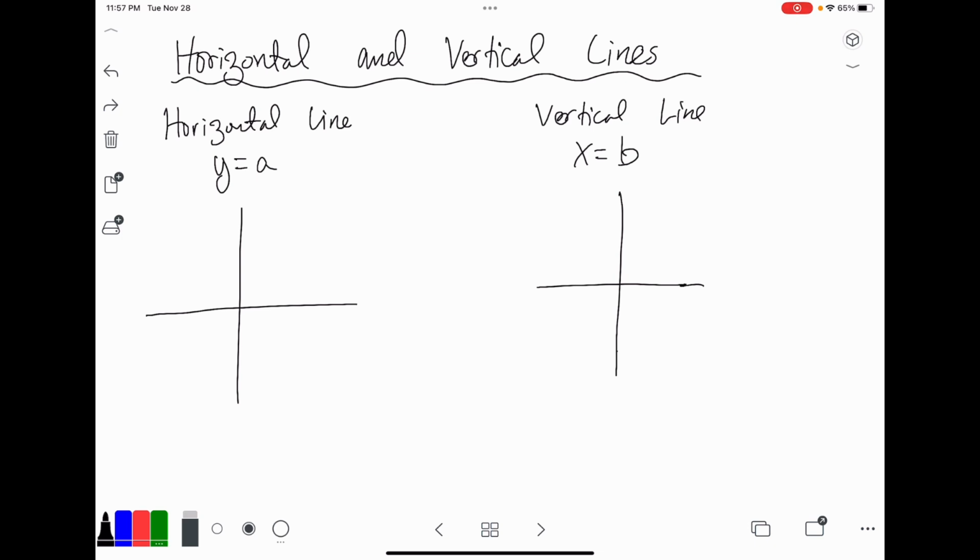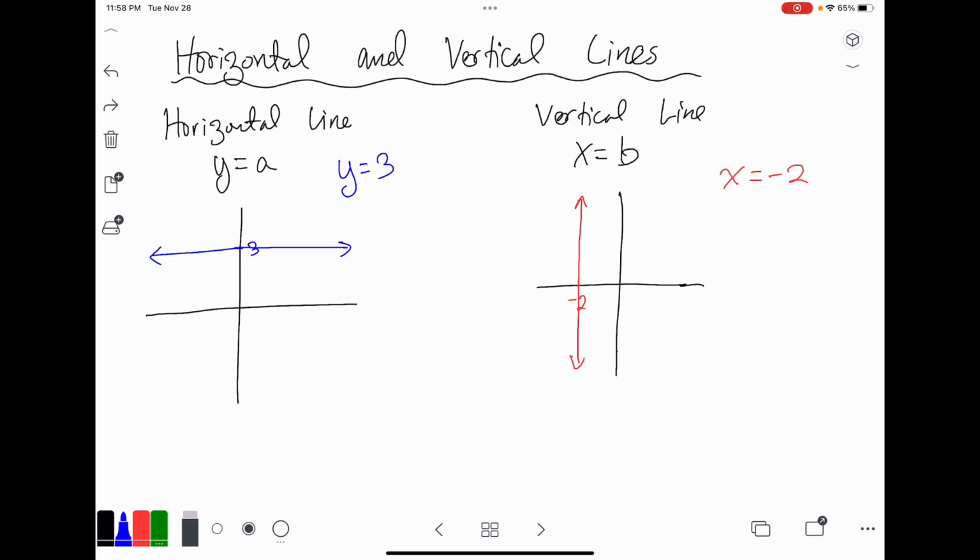So for example, if you wanted to graph the equation y equals 3, that means you just do a horizontal line at y equals 3. And recall that a vertical line has the equation x equals b. So regardless of y, x is always going to be whatever number it's equal to. So for example, if you wanted to graph the equation x equals -2, you draw a vertical line at x equals -2. Because no matter what point you pick on that line, x will always be -2.